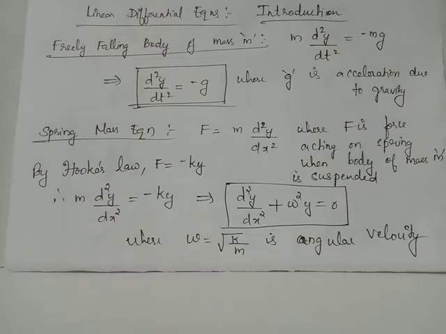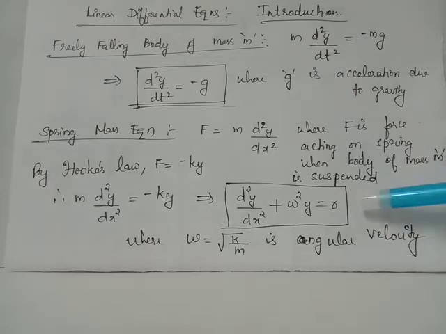Similarly, if you consider another situation, the spring-mass equation, the force acting on the spring due to the weight of the body can be computed using Newton's second law of motion, and we have force F equals m times d square y by dx square. By Hooke's law, we have force F equals minus k times y. When we equate these two RHS, we obtain m times d square y by dx square equals minus k times y, from which we have the differential equation d square y by dx square plus omega square y equals 0, where omega equals root of k by m is the angular velocity.